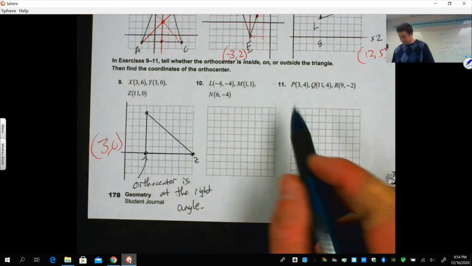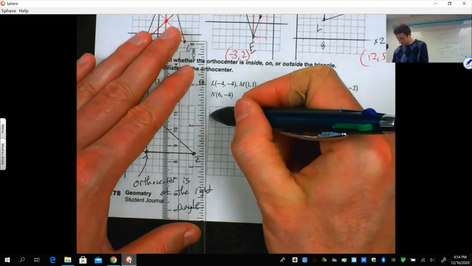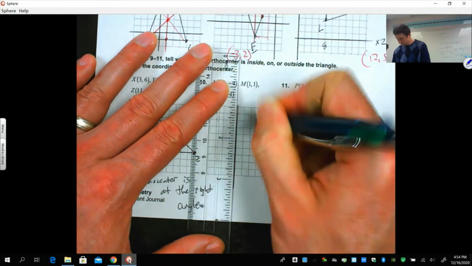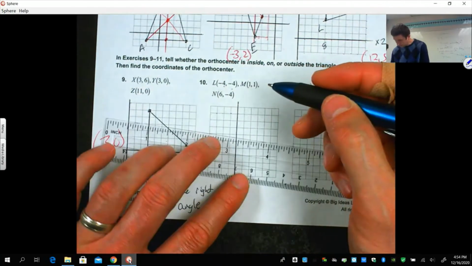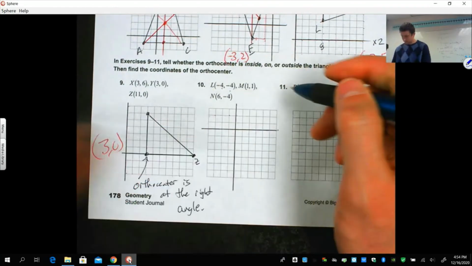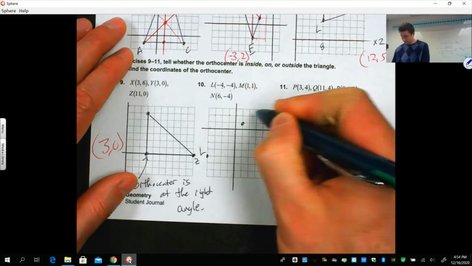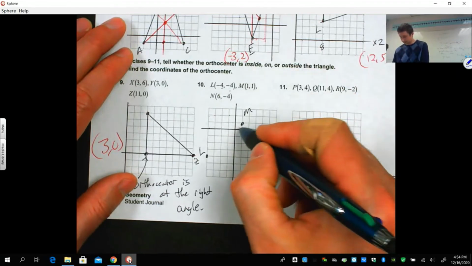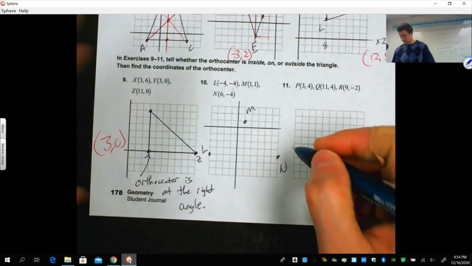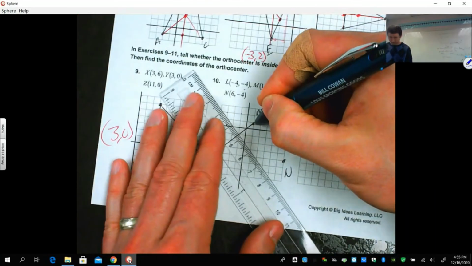The next triangle has points (-4, 1), and 6. Let's put that right there, 1, 2, 3, 4. And (-4, 1), so we don't have to go up very high. Then (-4, -4), 1, 2, 3, 4. That's L. (1, 1) is M. And (6, -4), 1, 2, 3, 4, 5, 6. There's N. That looks like a right angle.